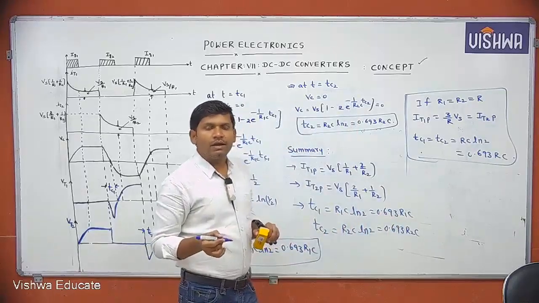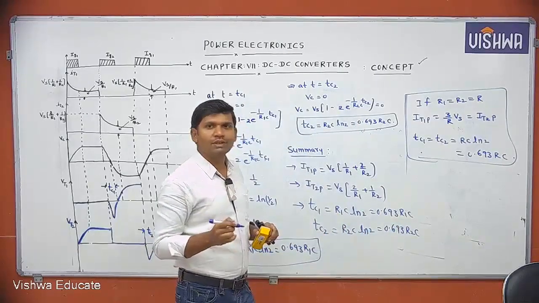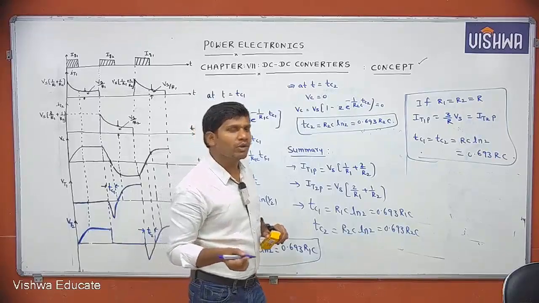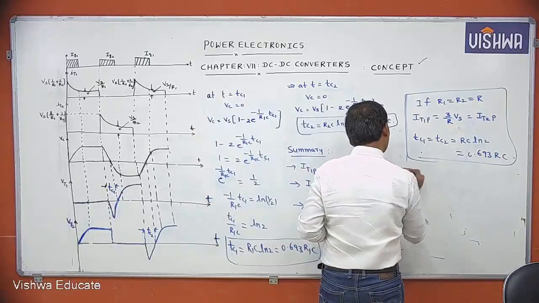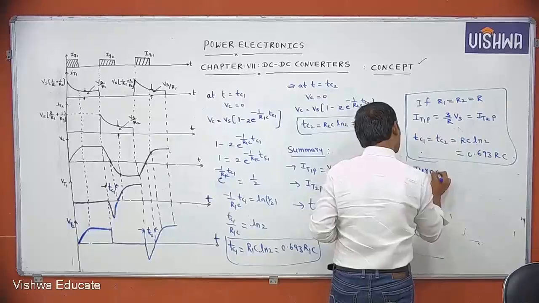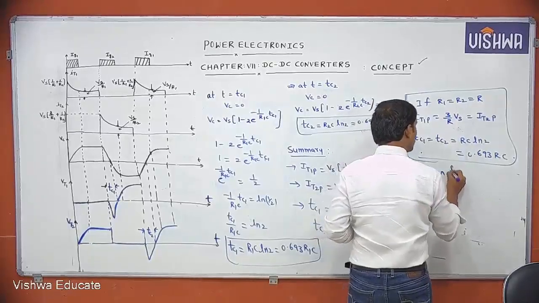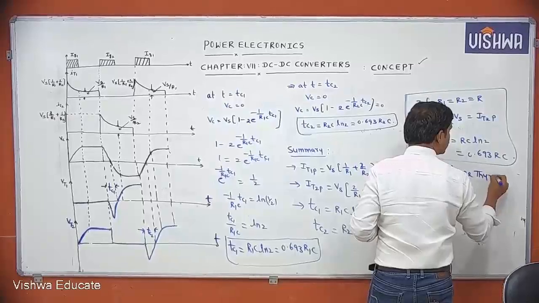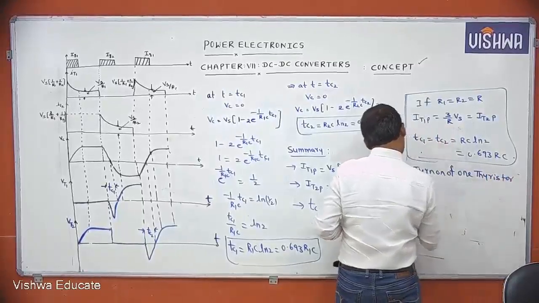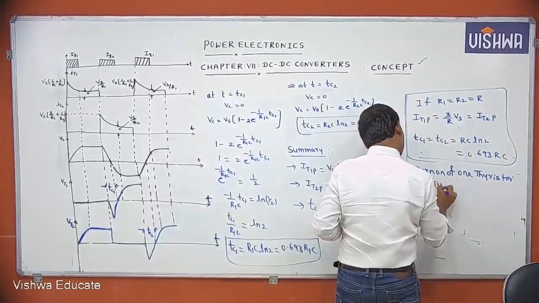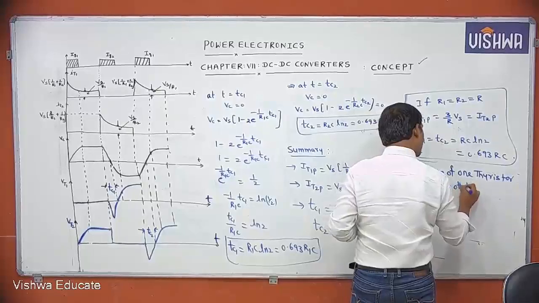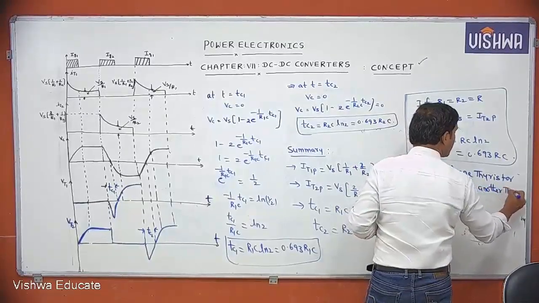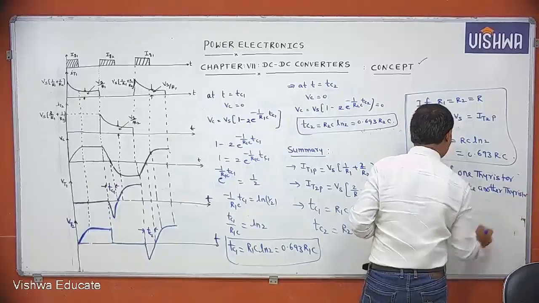We know that in this commutation, turn on of one thyristor will turn off the another thyristor. That's the reason why it is also called complementary commutation. Turn on of one thyristor will turn off the another thyristor. That's why it is called complementary commutation.